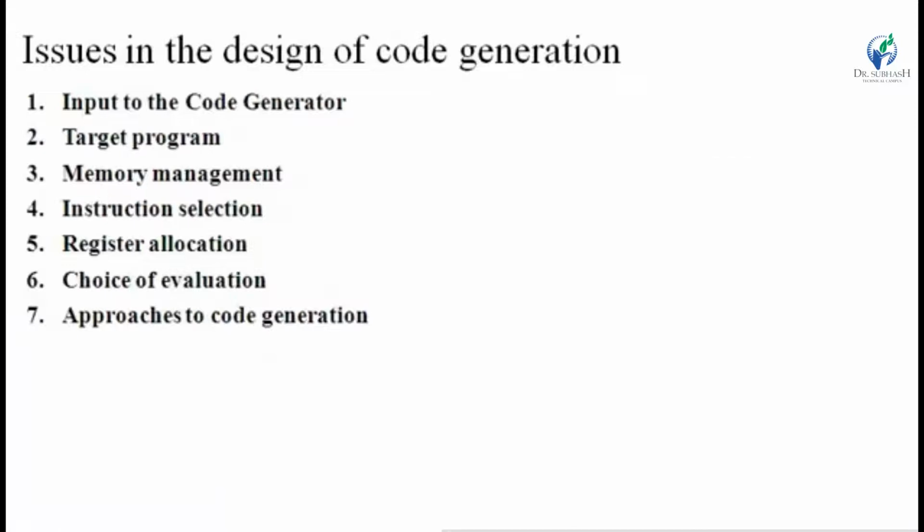So, issues in the design of code generation. There are total 7 issues. First is input to the code generator. Second is target program. Third, memory management. Fourth, instruction selection. Fifth, register allocation. Sixth, choice of evaluation. Seventh, approaches to code generation.